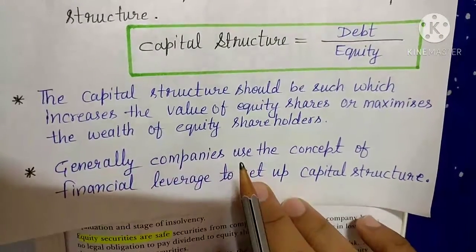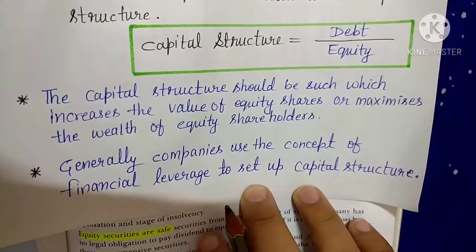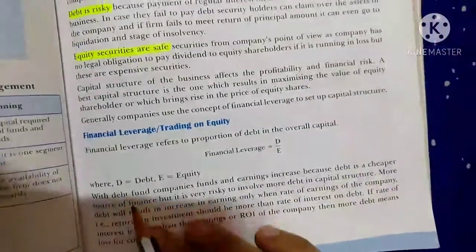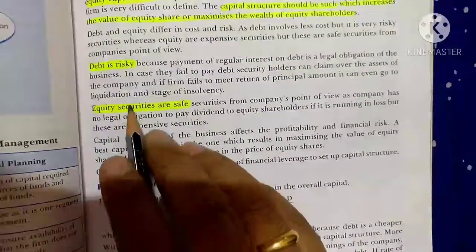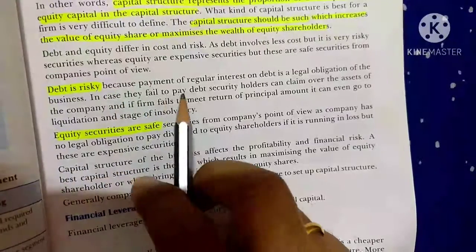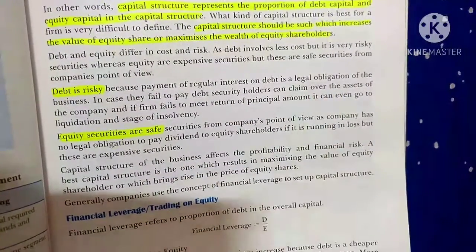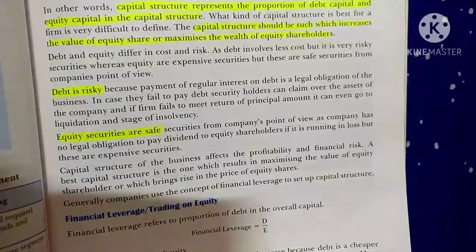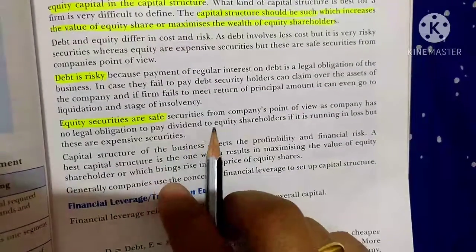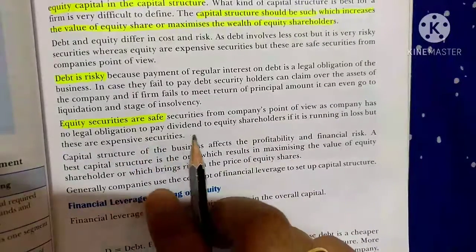Now, generally companies use the concept of financial leverage to set up capital structure. What is the meaning of financial leverage? Let's understand it. As I told you about debt and equity, just learn one more thing about them. Debt is risky because payment of regular interest on debt is a legal obligation. We have to pay the interest on our debt, but equity shares are safe securities from the company's point of view, as the company has no legal obligation to pay dividend.